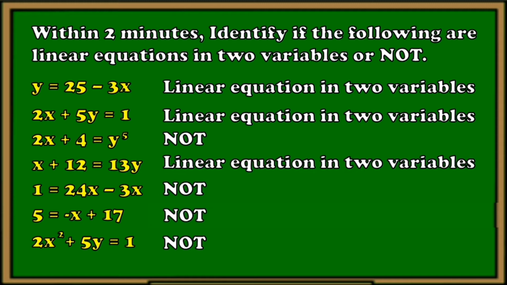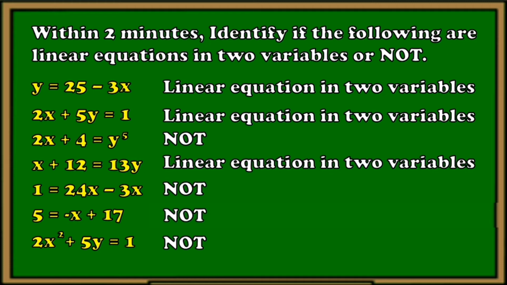Here are the answers. For y is equal to 25 minus 3x, that is a linear equation in two variables. 2x plus 5y is equal to 1 is also a linear equation in two variables. 2x plus 4 is equal to y raised to 5 is not a linear equation in two variables. X plus 12 is equal to 13y is an example of a linear equation in two variables.